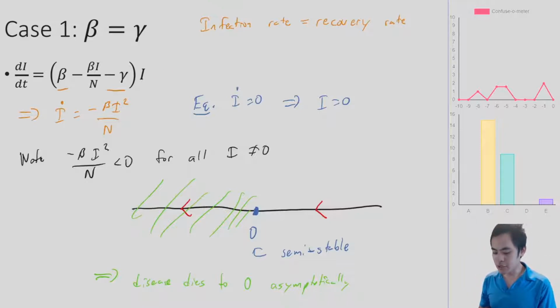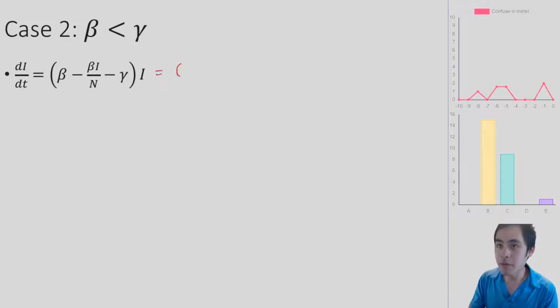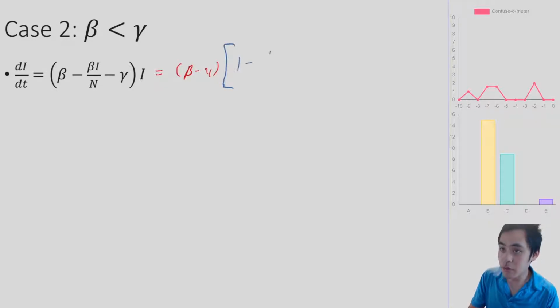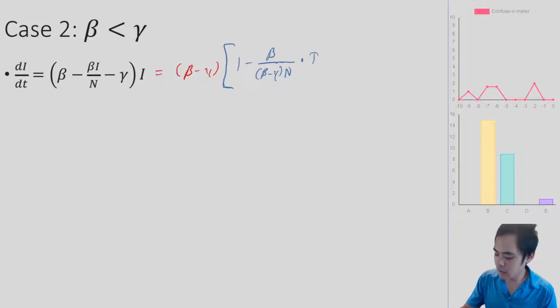But let's take a look at case 2. Here we can rewrite this as beta minus gamma times 1 minus beta over beta minus gamma n, oh sorry, beta minus gamma n times I. I'm rewriting it in this funny form so that we can then do a sign analysis of it. This is equal to f of I.